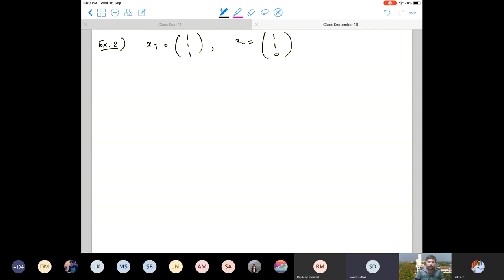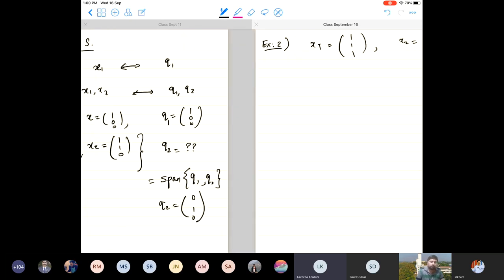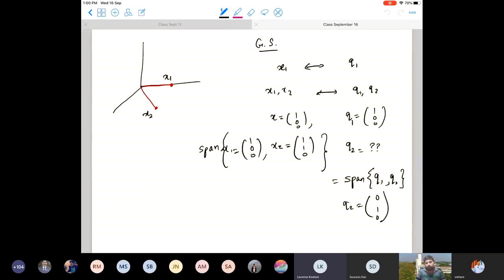Including today's class, yes. Sir, in your previous example, where we were able to tell the Q2 without even solving, geometrically it's very easy to visualize that Q1 and Q2 are orthonormal vectors because they are perpendicular to each other.